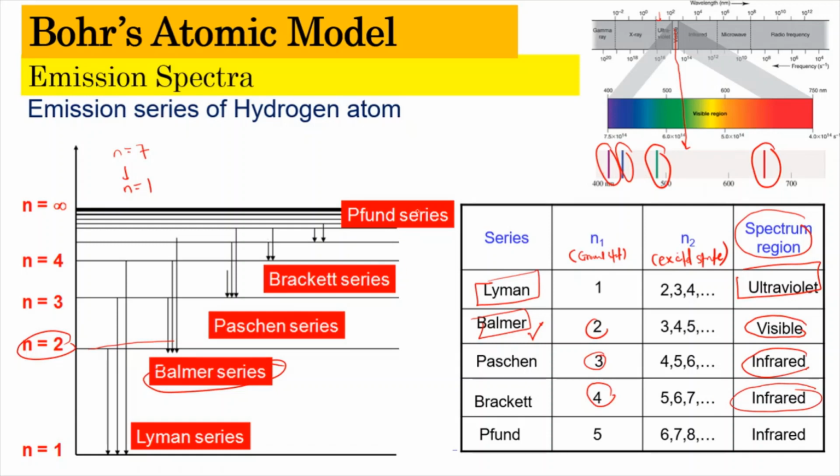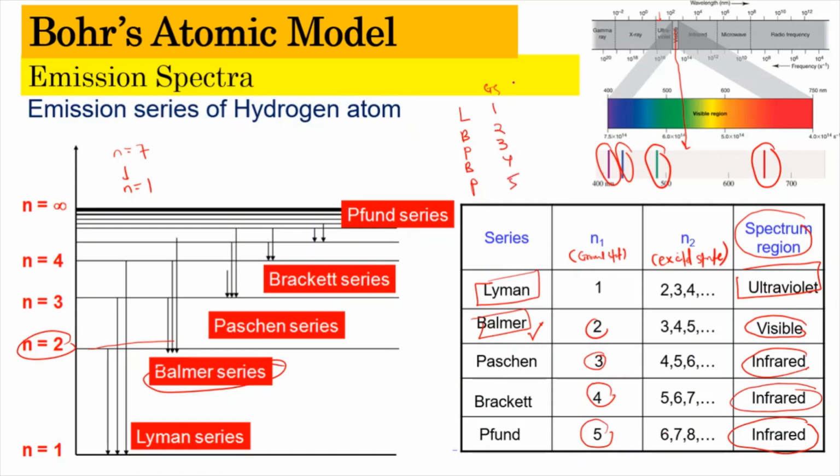Meanwhile, the Pfund series happens when the high energy electron in the excited state drops from 6 to 5. Okay, and this region here is known as the infrared region. Okay, and you can also make a mnemonic for that. For example, Lyman, Balmer, Paschen, Brackett, Pfund. And you know that the ground state here refers to 1, 2, 3, 4, and 5.